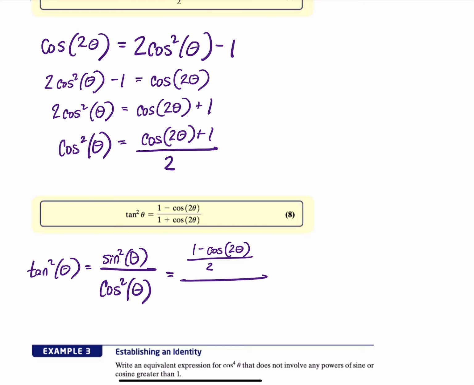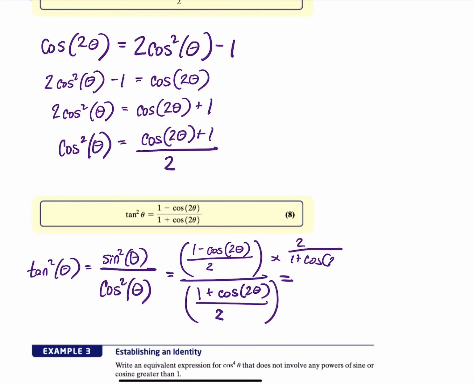And then in the denominator, cosine squared, we just said we can write as, we can change the order of that addition. We can say 1 plus cosine 2 theta over 2. So if you do this division of two fractions, the second fraction will flip and multiply, and you'll see that those 2's will cancel, because this is really times 2 over 1 plus cosine of 2 theta. So the 2's cancel, and we end up with the 1 plus cosine 2 theta in the denominator.